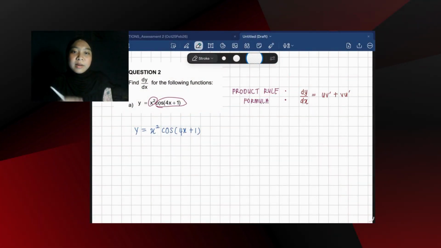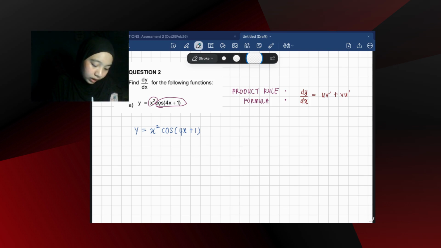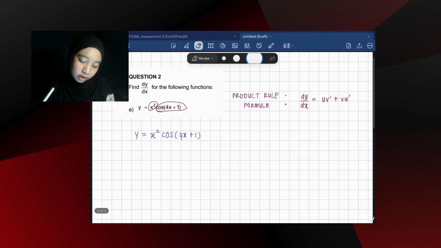Assalamualaikum and hi, my name is Christina Bentin Ijami, and today we are going to solve a differentiation problem. So for this question, find dy over dx for the following function.